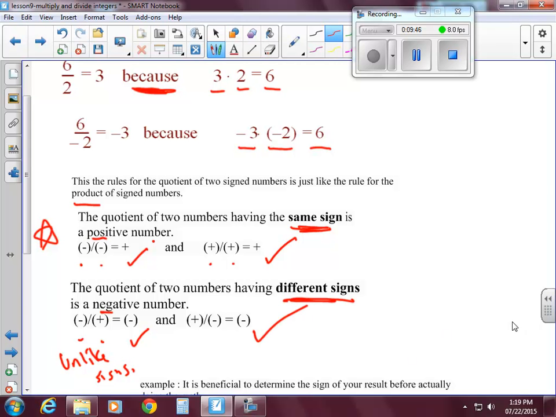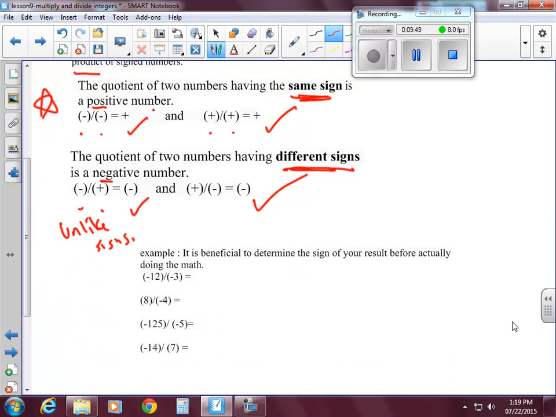So we have to commit that to heart so that we can cruise right along. So let's try these without a calculator. Now here, you've got a negative divided by a negative, so you know it's going to return a positive. I always say it's beneficial to determine the sign of your result before actually doing the math. And now do the math. Just think about it as if the negatives weren't even there. What's 12 divided by 3? 4. So it's like you're dividing their absolute values. 12 divided by 3 is 4. You already know it's going to be positive 4 because you've got like signs. Okay?